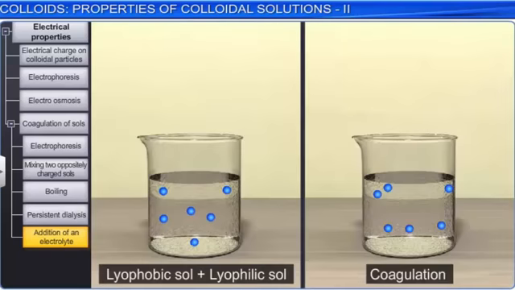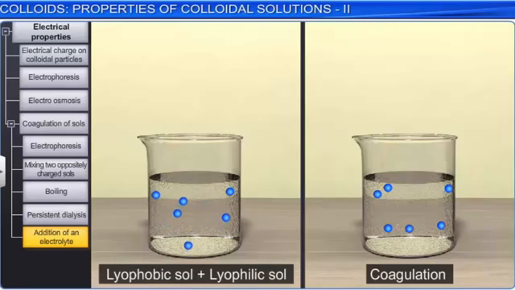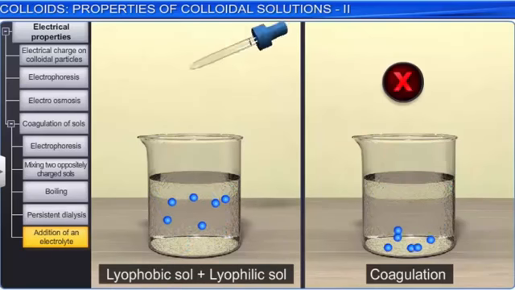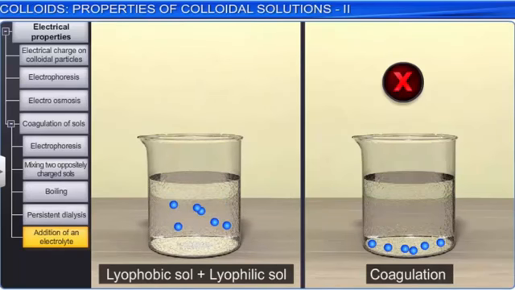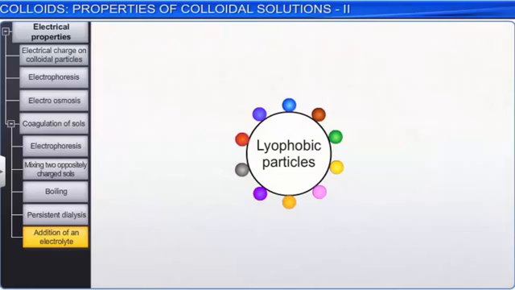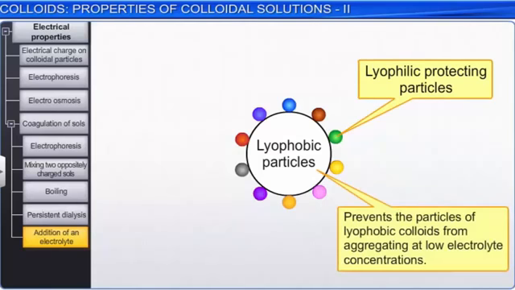It has been observed that in the presence of certain lyophilic colloids, lyophobic sols acquire greater stability. They do not get coagulated easily when an electrolyte is added. A layer of lyophilic sol particles around the lyophobic sol particles prevents them from coagulating. The sheath of solvent molecules of the lyophilic colloid prevents the particles of lyophobic colloids from aggregating at low electrolyte concentrations.